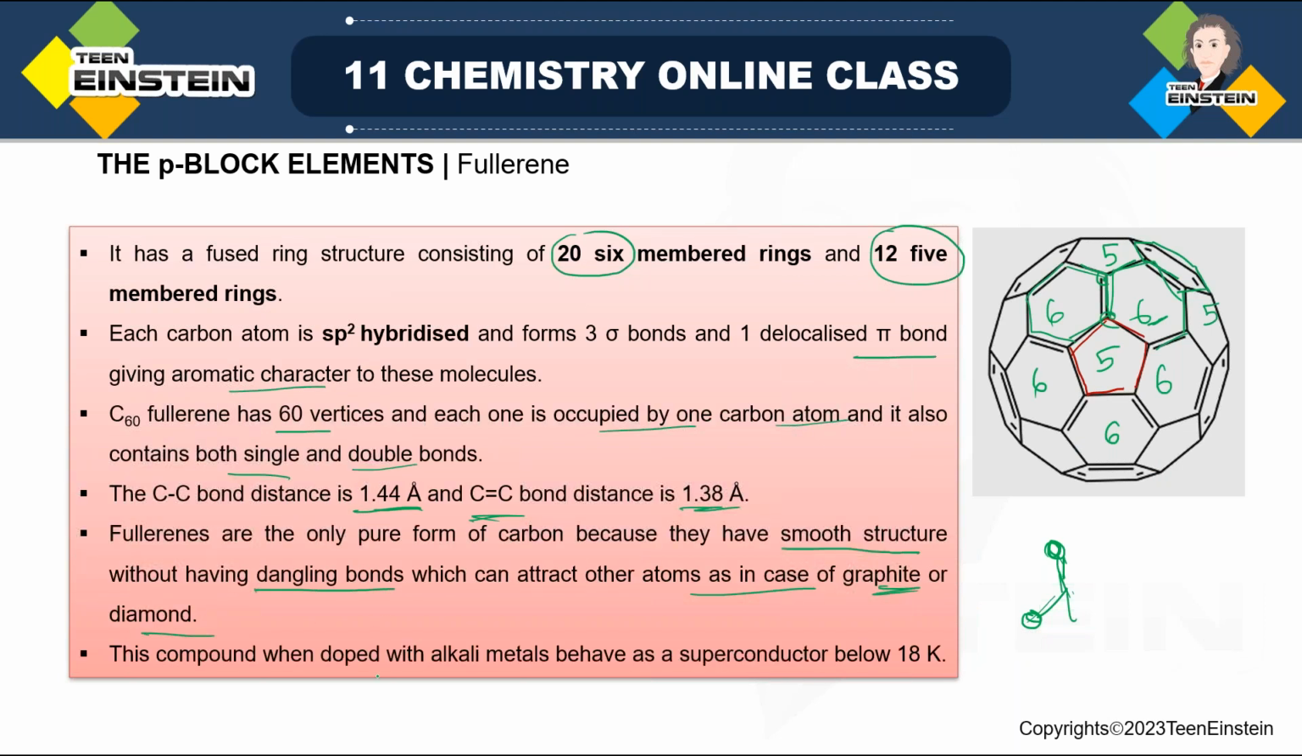One more piece of information: when this compound is doped with alkali metals, it behaves as a superconductor below 18 Kelvin. Superconductor means zero resistance, but that is possible only when it is doped, that is, when some impurity of alkali metals is added. Then only it can act as a superconductor, but below 18 Kelvin.